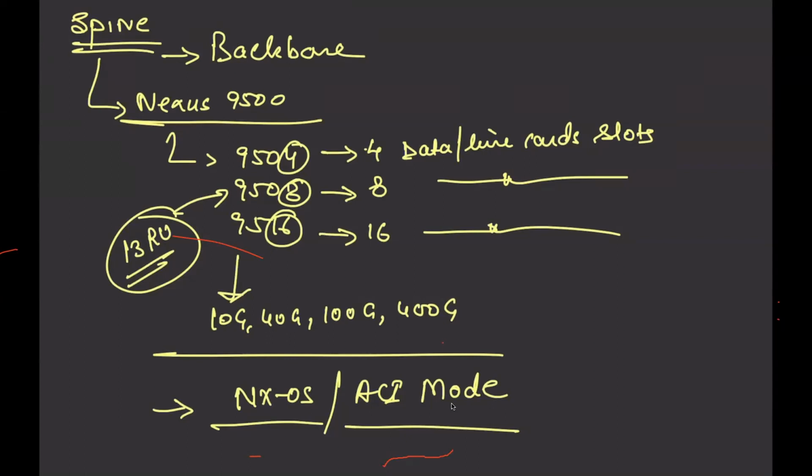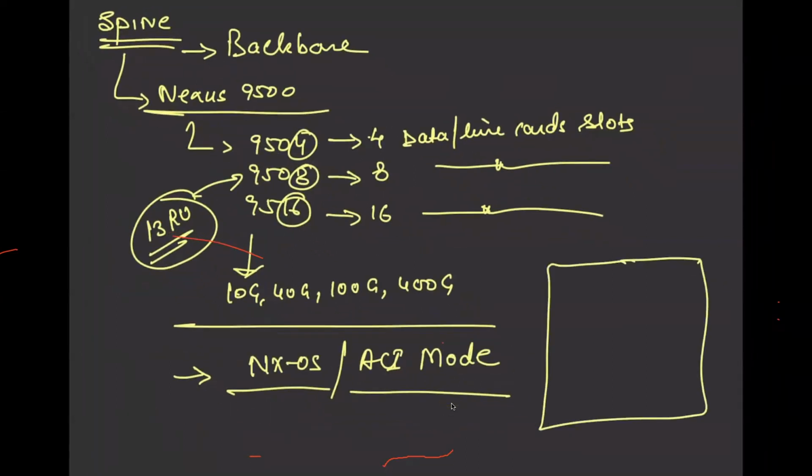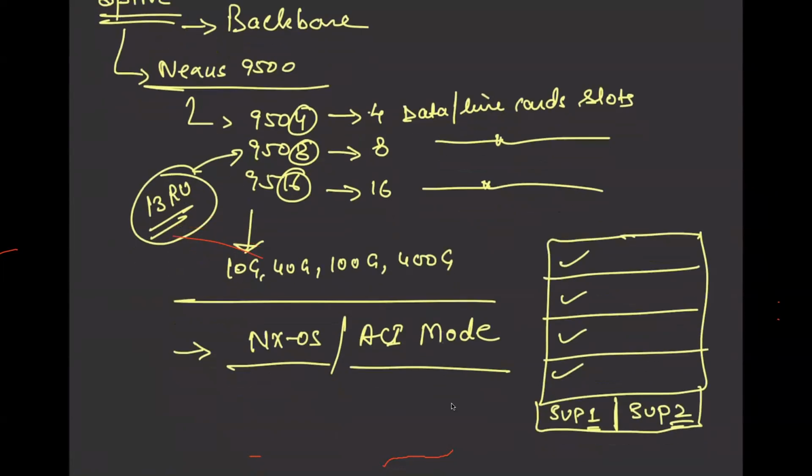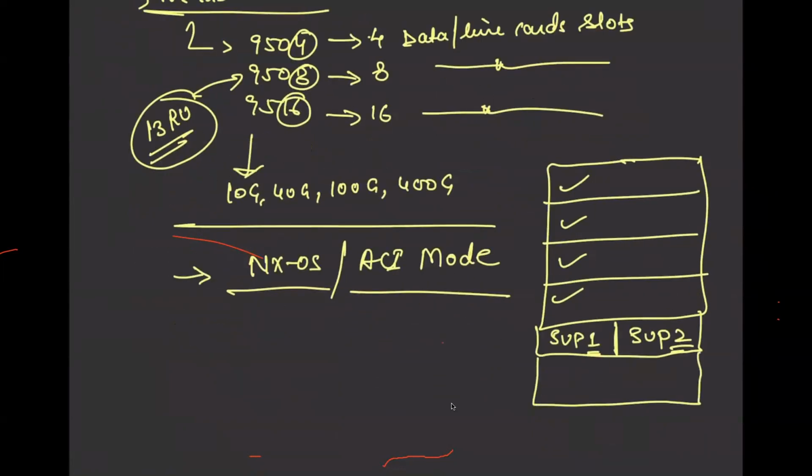What is meant by 4, 8, 16? That means there are 4 data card slots, meaning 4 line card slots available. So this is like a chassis where you have the slots, right? Four slots are there. Then after that you will have supervisor engine slots: supervisor engine first slot, supervisor engine second slot. So 2 slots are there for supervisors. After that you will have power supply slots, for example power supply 1, power supply 2, power supply 3, 4, like that.